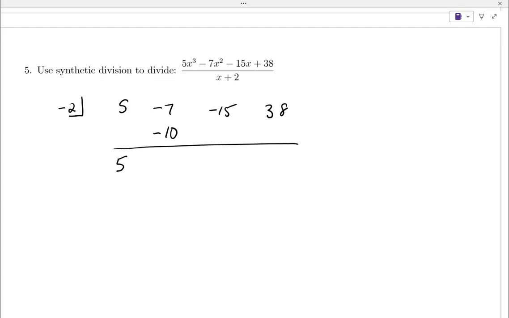Okay. We will add down. When we add, we get -17. And now do the exact same thing again. -2 times -17 gives us +34. Add down, we'll get a +19.